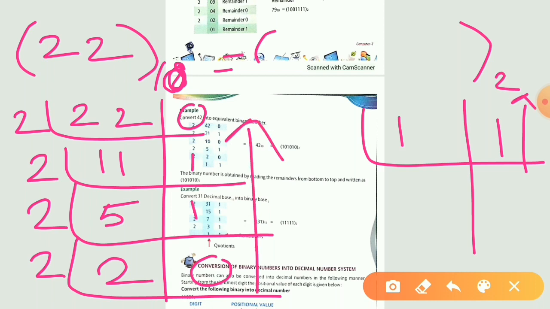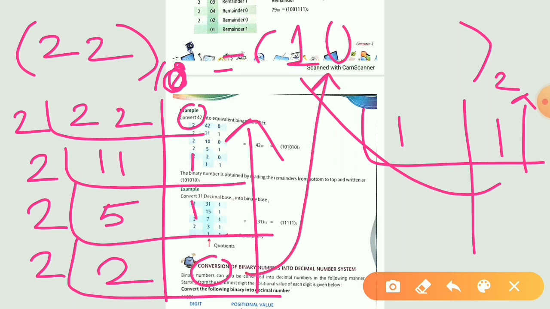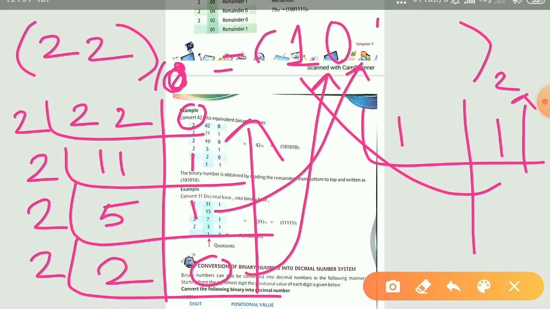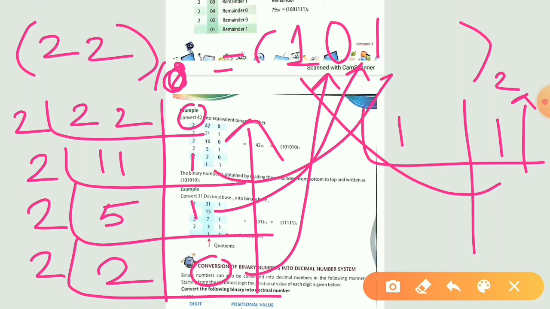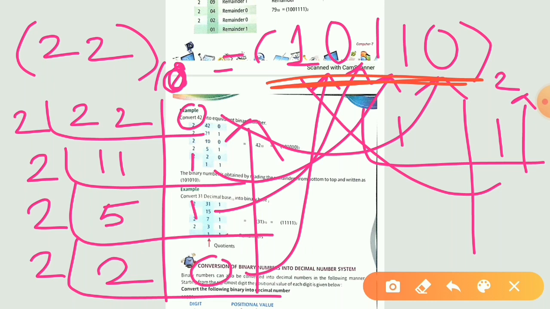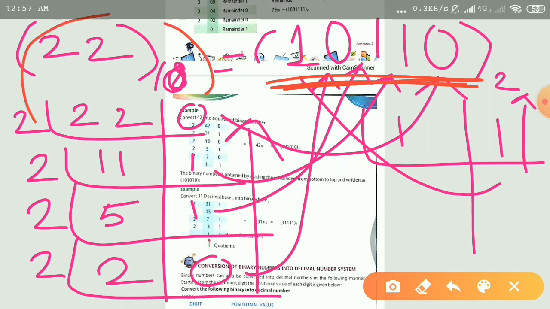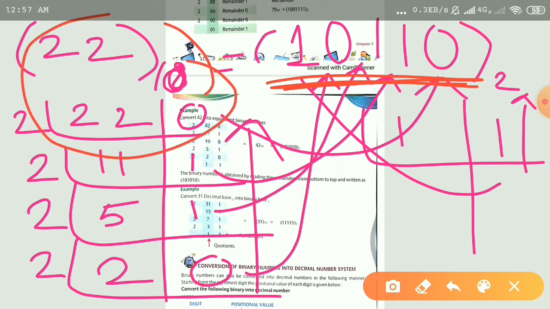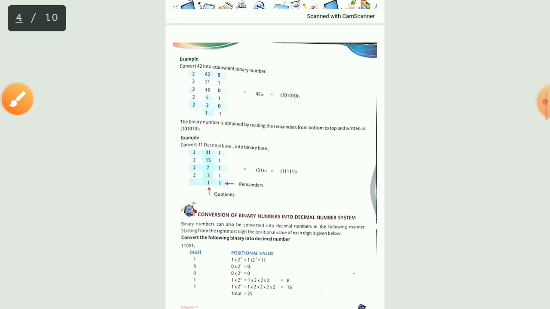So you will be getting this 1 over there, 0, then again 1, then again over there 1, then again at the very last 0. Okay, so basically this one, 10110 with the base 2, is an appropriate binary representation of this decimal number. Okay, I hope you understood this thing.